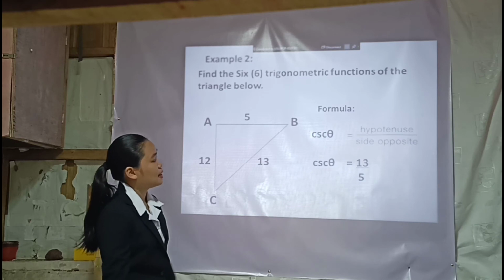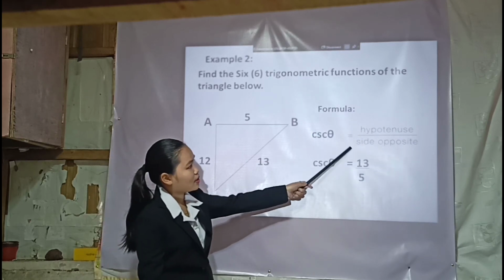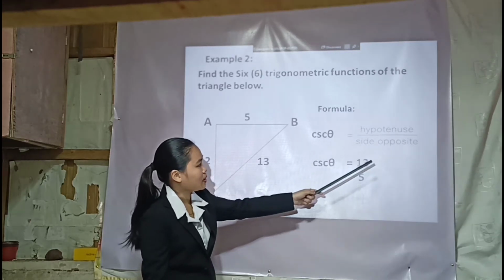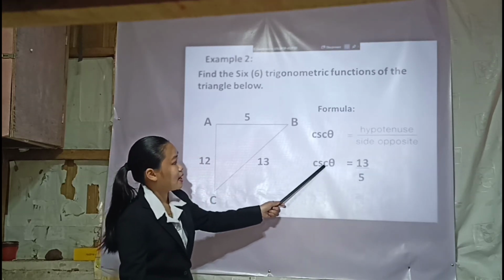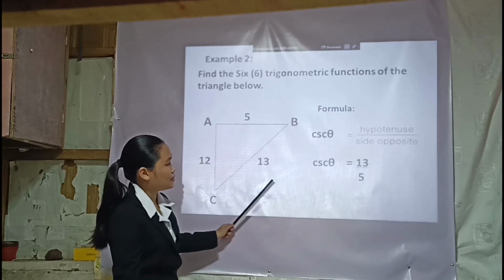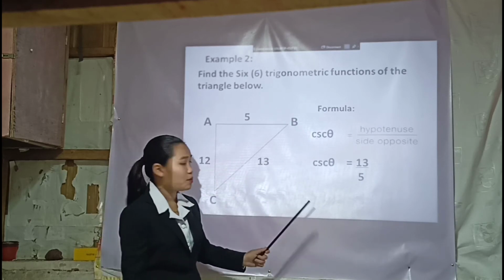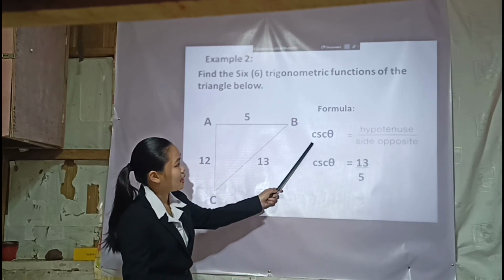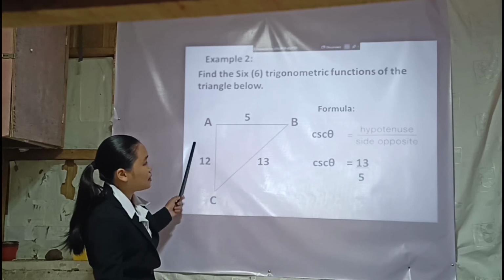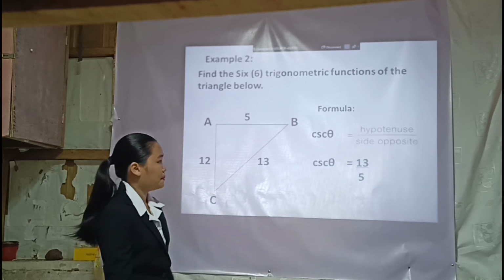Next is the cosecant. Cosecant theta equals hypotenuse over side opposite. Cosecant theta equals 13 over 5. The hypotenuse is 13 over 5 for the side opposite. So, the cosecant theta for this right triangle ABC is 13 over 5.